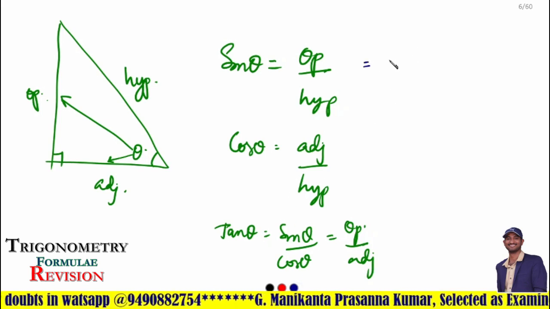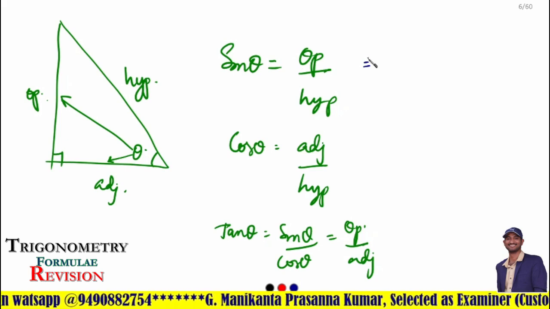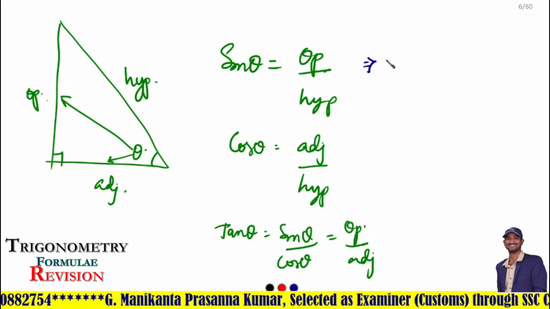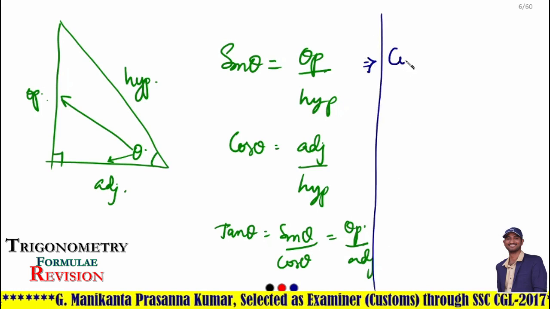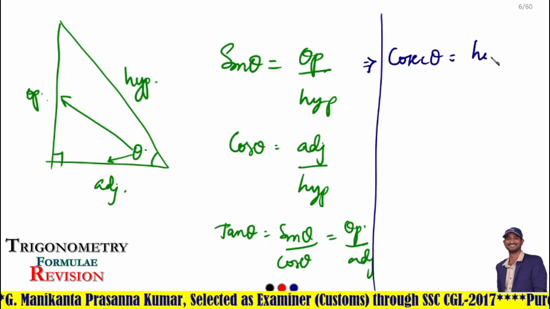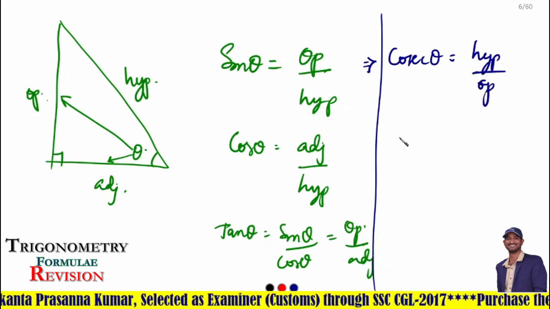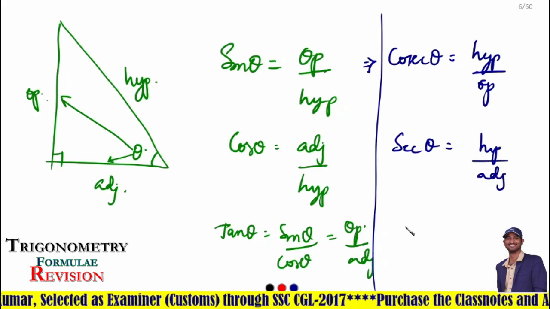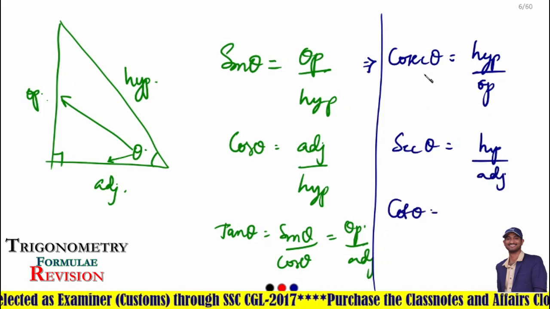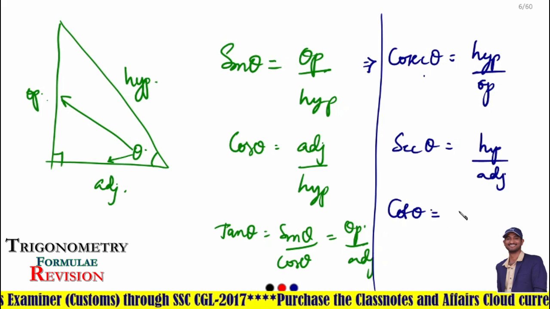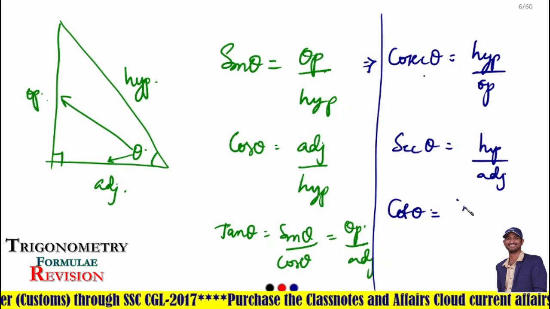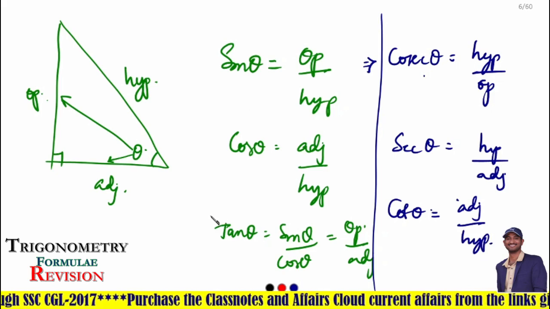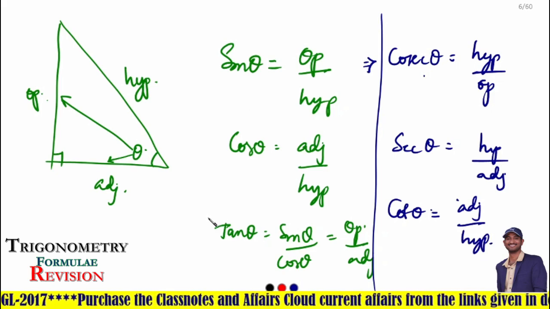It is nothing but 1 by sine theta. So I can write, cosecant theta, which means hypotenuse by opposite, and secant theta, hypotenuse by adjacent, and cot theta, which is equal to cosecant by secant theta, which is equal to adjacent by hypotenuse. So these are the 6 trigonometric ratios we have in trigonometry.